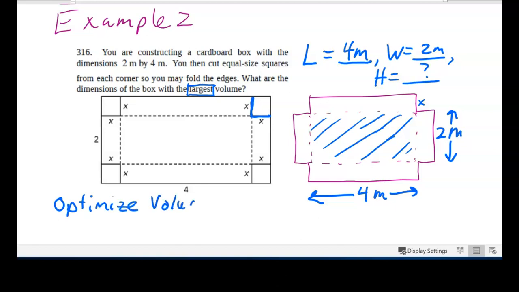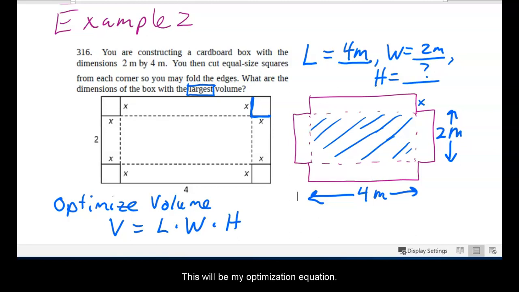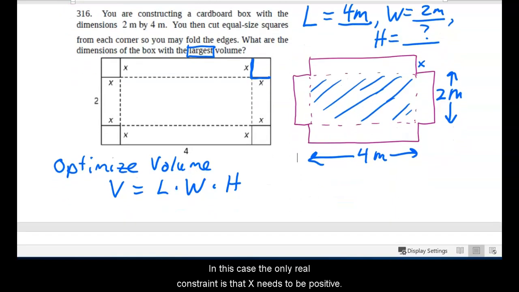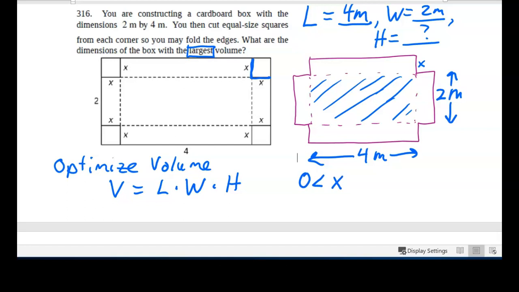In order to come up with the constraint equation and the optimization equation, I need to think about what equations I would use for volume. The volume of this box is given by length times width times height. This will be my optimization equation. What would the constraints be? In this case, the only real constraint is that x needs to be strictly positive. If x is 0, then I have a flat piece of cardboard and not a box. If x is negative, it doesn't have any real-world meaning, so that can't be the case.